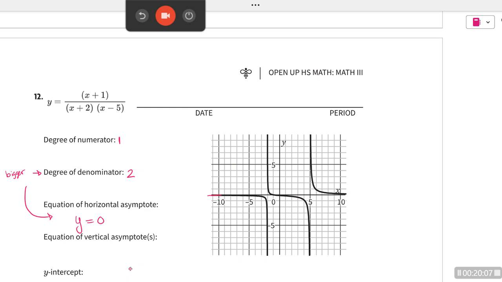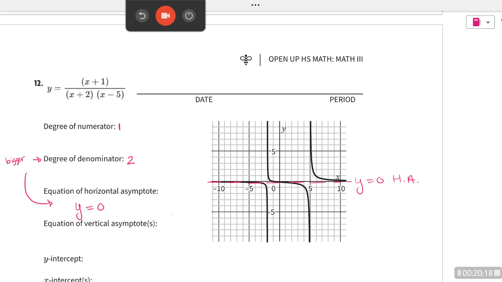So let's add that. We have a lot happening on this x-axis here. Y equals 0, horizontal asymptote. Okay, it says equation of the vertical asymptotes. Remember, this is where we look at the denominator. So I'm going to take my x plus 2 and set it equal to 0, which gives us x equals negative 2. And I'm going to take x minus 5 and set it equal to 0, which gives me x equals 5. So I have two vertical asymptotes at negative 2 and at positive 5.